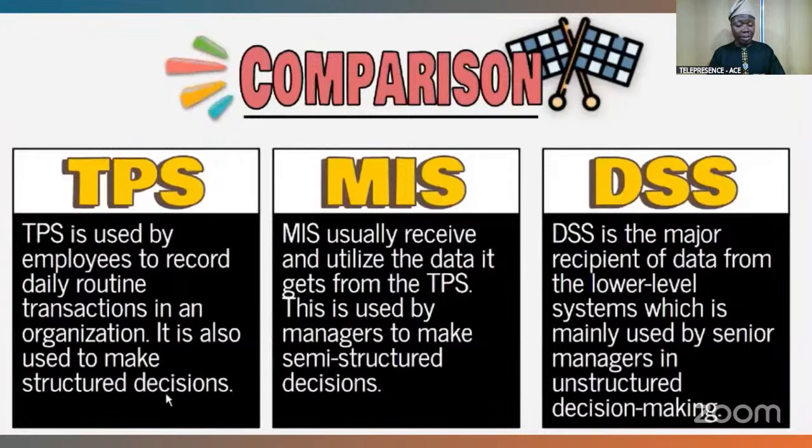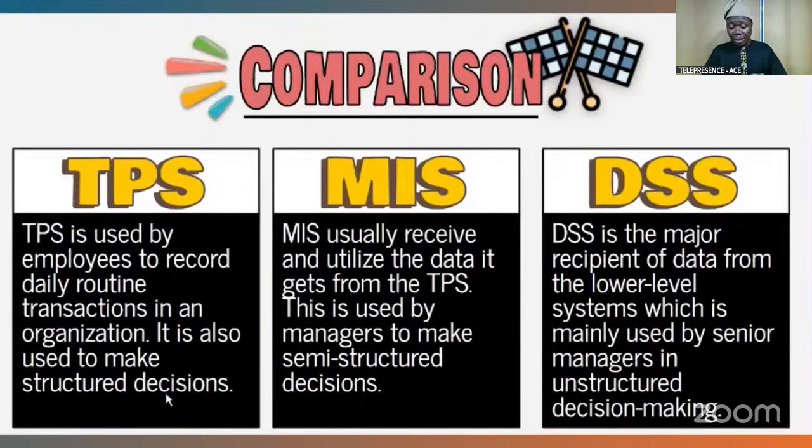Then we have another comparison here. We have transaction processing system, management information system, decision support system. Transaction processing systems are used by employees to record daily routine transactions in our organization. It is also used to make structured decisions. While management information system usually receives and utilizes the data it gets from the transaction. So the output of the transaction processing system will serve as data for the management information system.